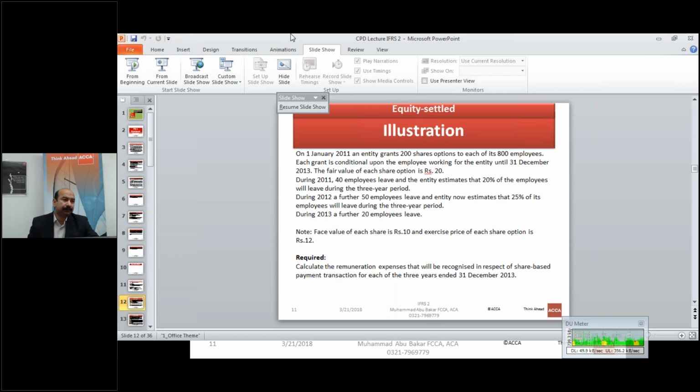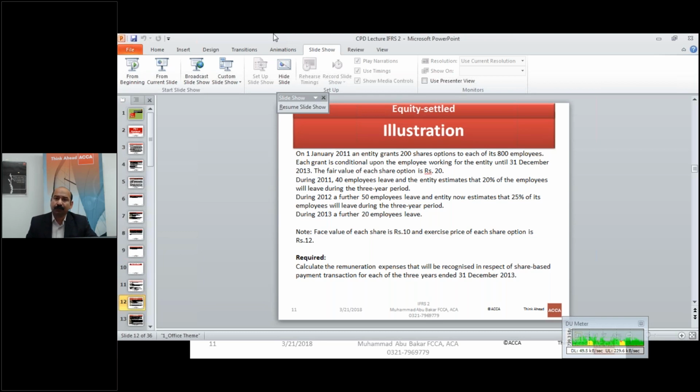Yes, next. Muhammad Nan asked how the estimate is made in the real world. In the real world, you look at your historical data, your labor turnover, your staff turnover, and similarly, you might have improved your working conditions. So this may affect the number of employees who will leave in the future, or your working conditions may be worse off.